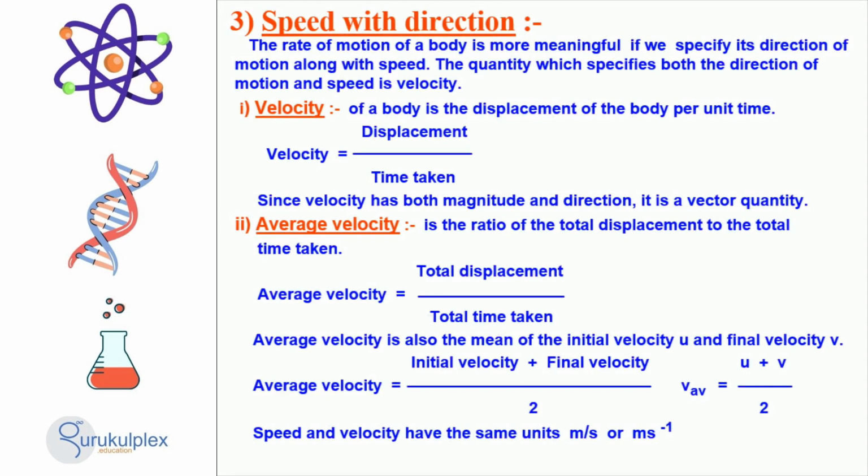Velocity is a vector quantity, representing both the magnitude and direction of displacement divided by the amount of time taken. Its average velocity is the ratio of the total displacement to the total time taken, which is the mean of the initial and final velocities. Speed and velocity, both expressed in meters per second, or m s⁻¹, are interchangeable.